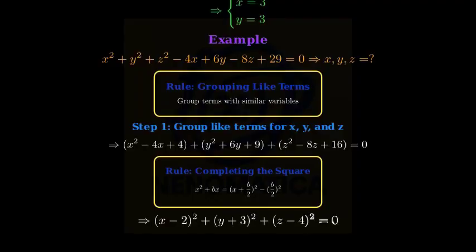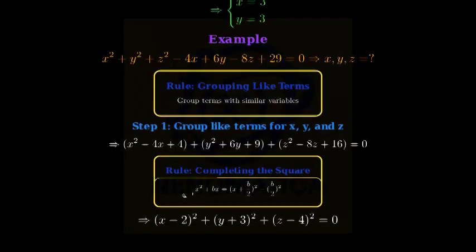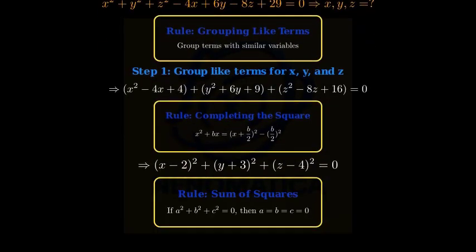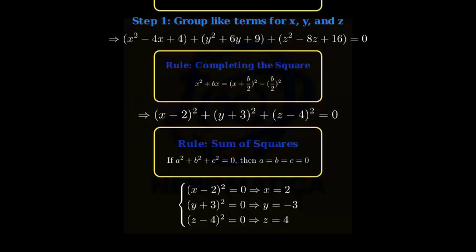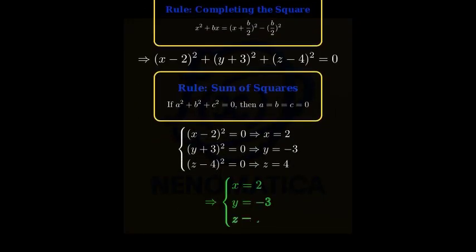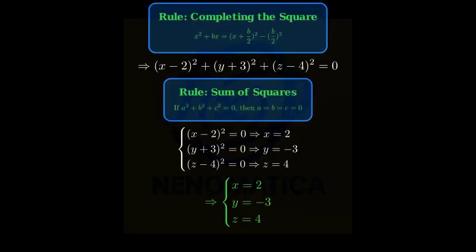Again, we have the sum of squared terms equals 0. Since squares are always non-negative, each term must be 0. So we get 3 equations: x minus 2 equals 0, which means x equals 2. Our solution is x equals 2, y equals negative 3, and z equals 4. Let's summarize what we've learned about completing the square to solve equations.